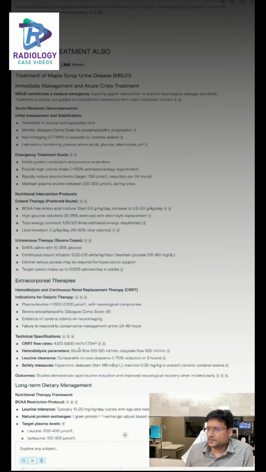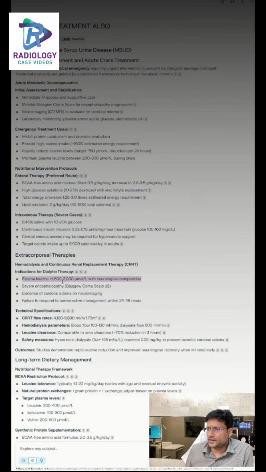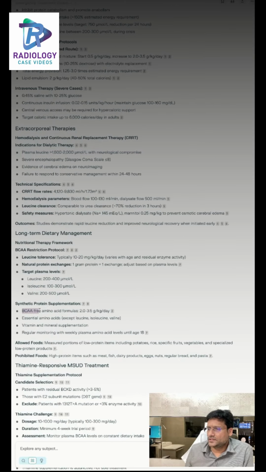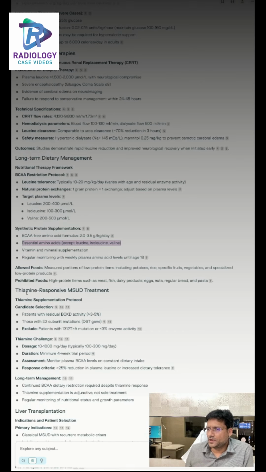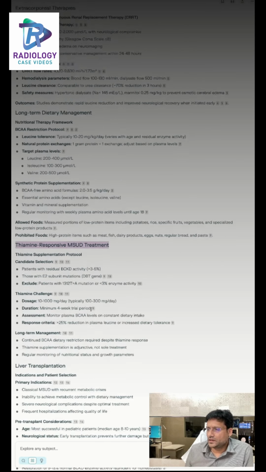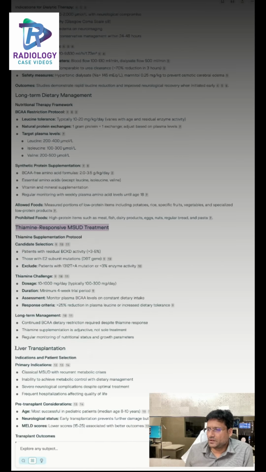Ultimately, the treatment is restriction of the leucine diet. We have to give branched chain amino acid free supplements so that they recover faster. The diet is the most important part. And some people respond with thiamine responsive MSUD, which is a relatively rarer form. Some cases land up in liver transplantation.